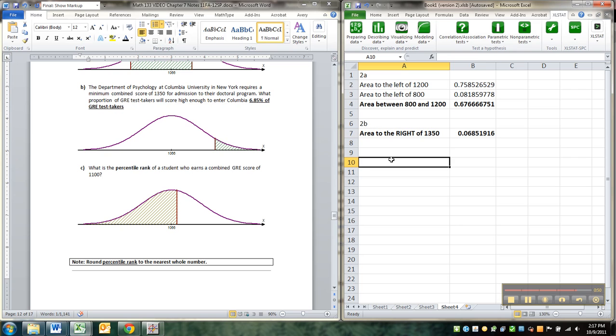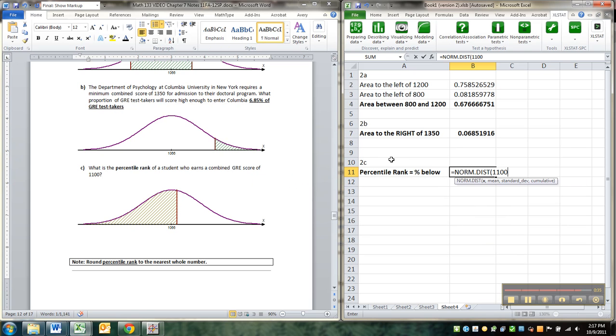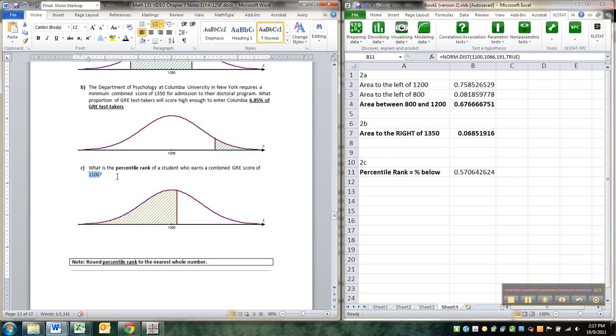the center. So what we want to know is what proportion, because percentile rank equals proportion, or percent, below, which luckily for us is exactly what norm dist finds. So 1100, 1066, 191, true. And it's 57. You would round it to the nearest whole number because you don't say, oh, I'm in the 57.06 percentile. So we would say the 57th percentile, because 57.06 would round down.